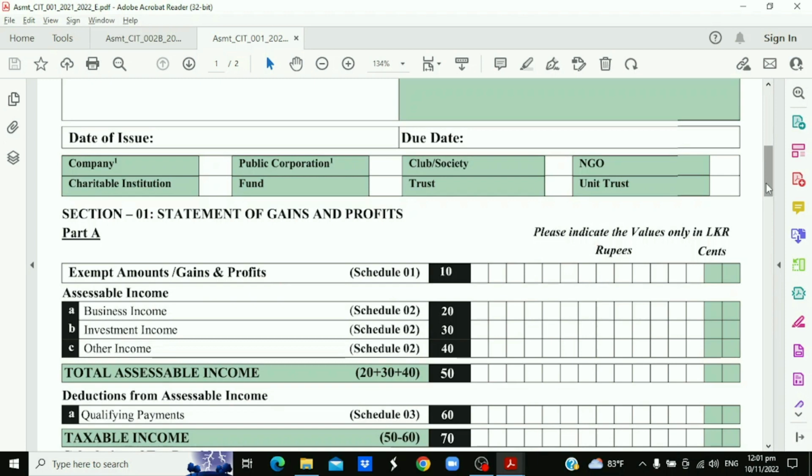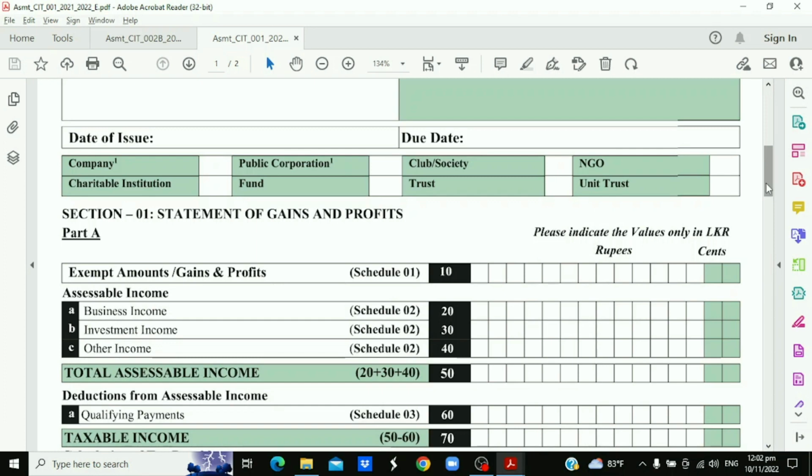11 qualified questions. With those answers, the system itself identifies what the requirement would be for your company. If your company doesn't have any losses, you need not complete the loss schedules. If your company doesn't have a qualified payment, you need not complete the qualified payment schedule. Likewise, depending on the requirement, it identifies the return, customizes it and provides the relevant schedules for you to complete. Within that shorter period, if you have the information readily available, you can complete your return without taking much time.